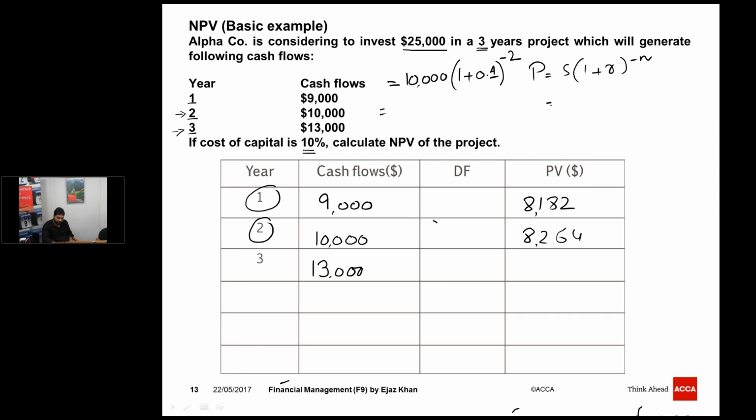Let's calculate the present value of $13,000. 13,000 into (1 plus 0.1) raised to the power -3, since we are going to receive it after year 3. So what will be the present value of $13,000? Let me calculate. It's 9767. 9767.